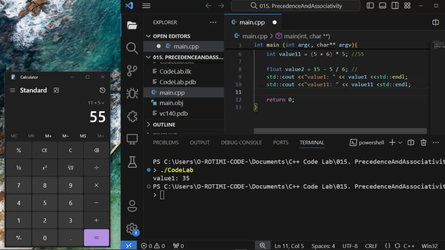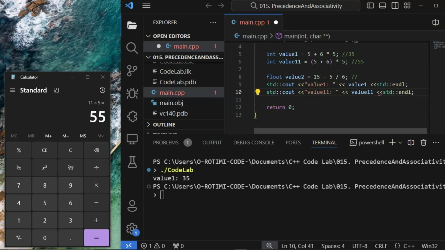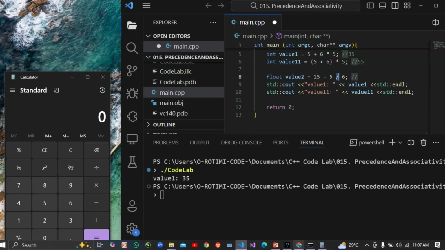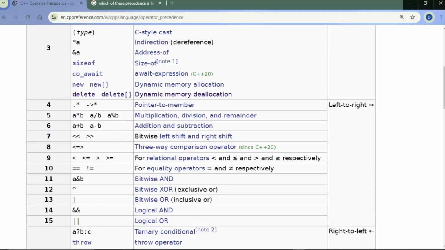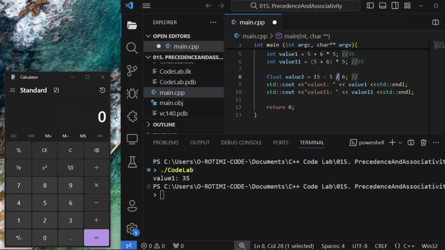So now let's try and do some arithmetic on this. Let's make some adjustments on this one. Now we have the value of 15 minus 5 divided by 6. From our precedence and associativity, we know that this division is considered the highest, not from this table anymore. This is an error. We are actually following this specific one, which says multiplication and division is higher precedence than addition and subtraction. So we are doing division.